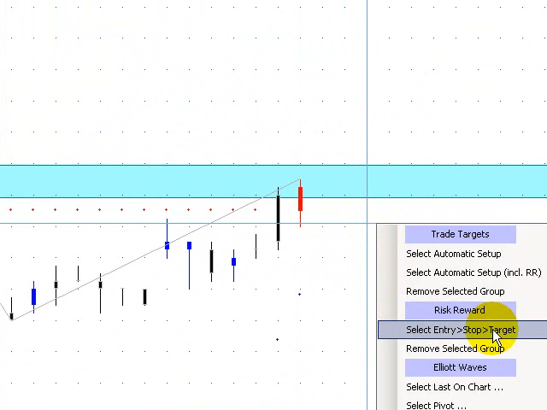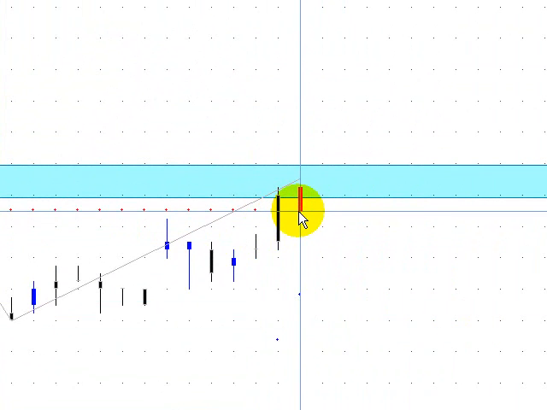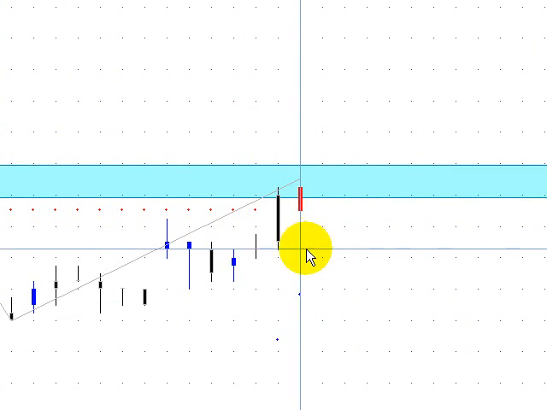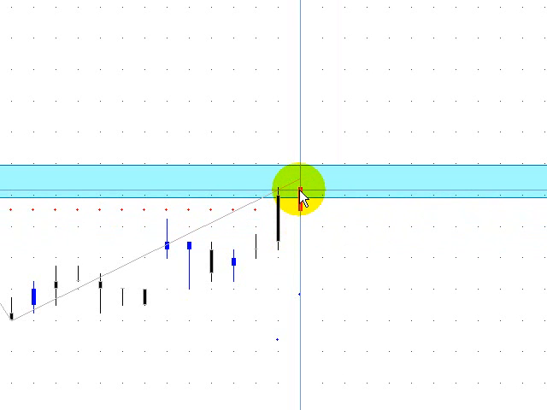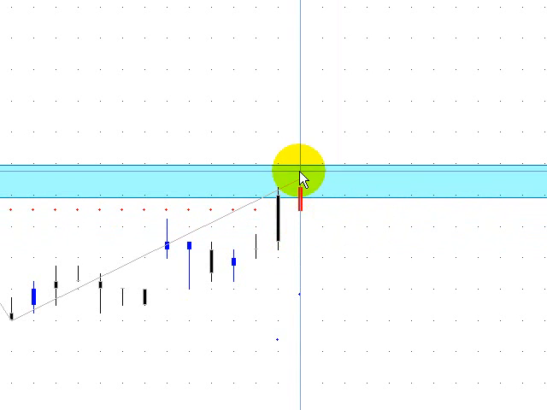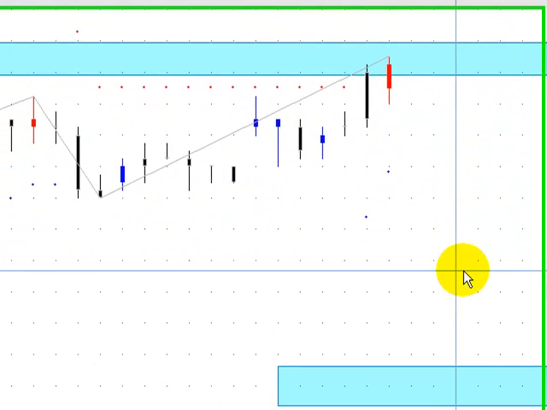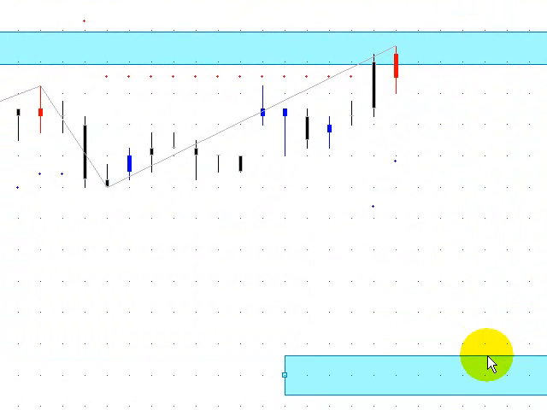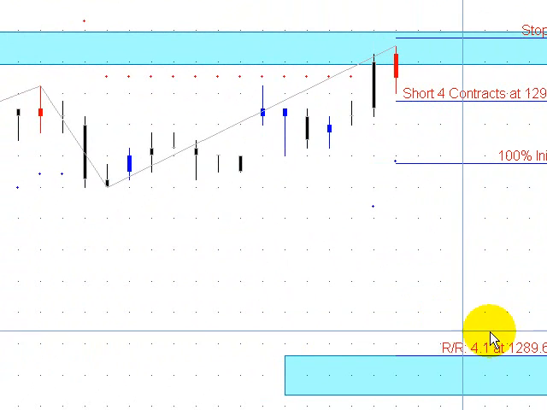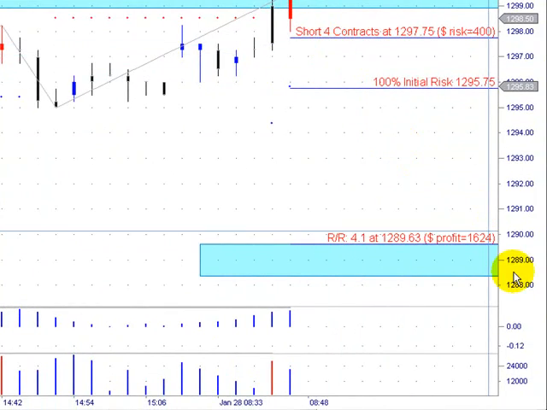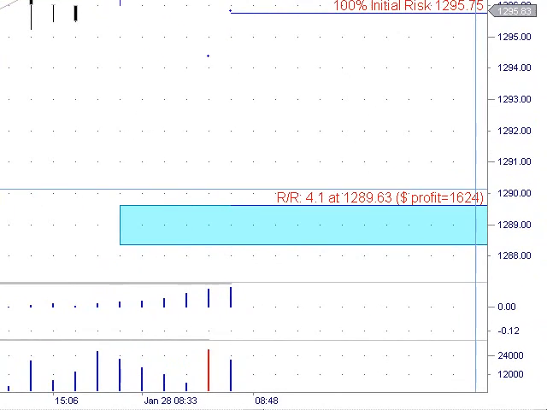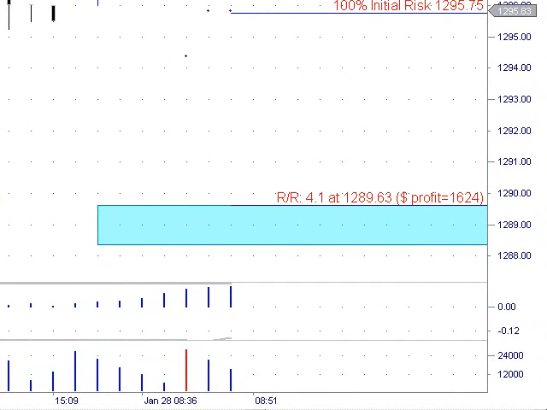I'm going to select our entry, stop, and target and see what our risk reward looks like. I'll click on this once for our entry, a tick below the low of the red sellers bar. I'll click again to let the software know to put my stop a tick above the high of that red sellers bar, and then down here is my target. It tells me I've got about a 4-to-1 risk reward, so that's plenty. And we actually set this trade up in the trading room on Friday.